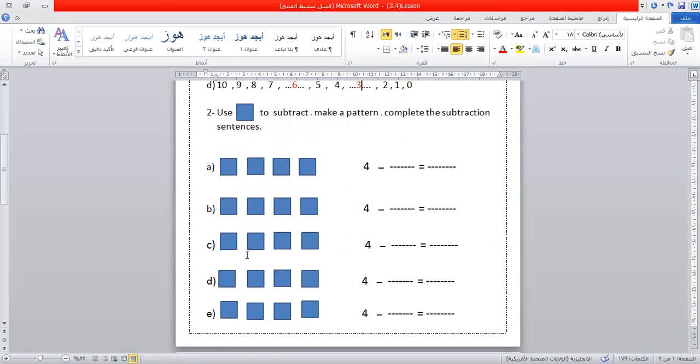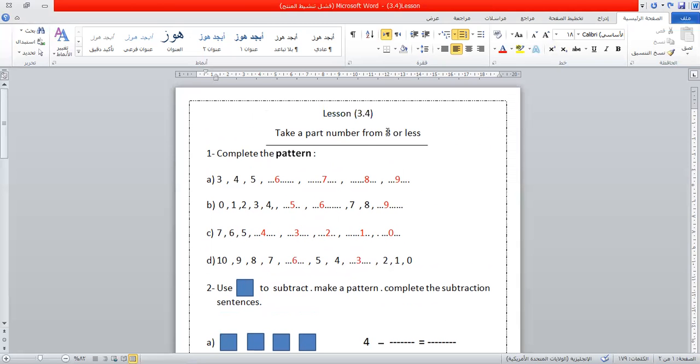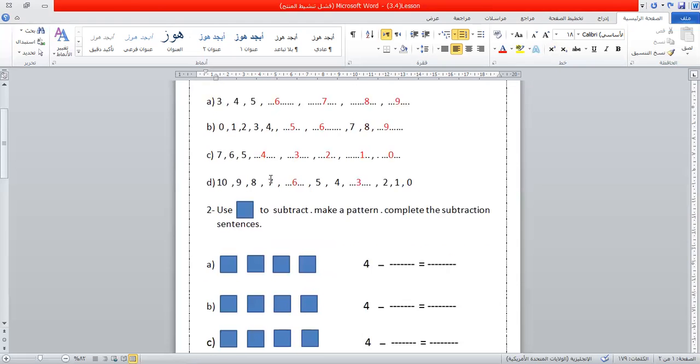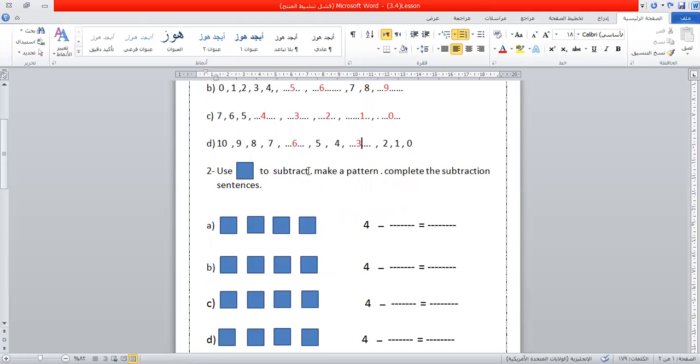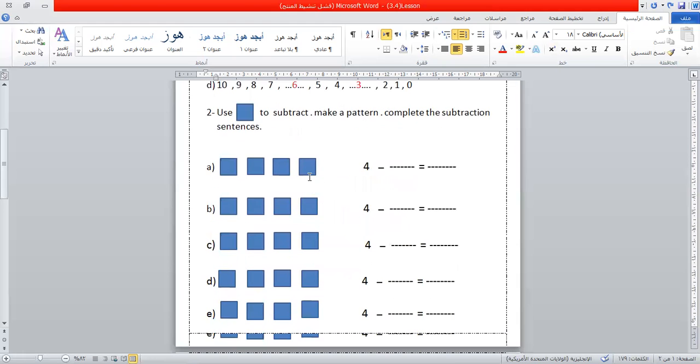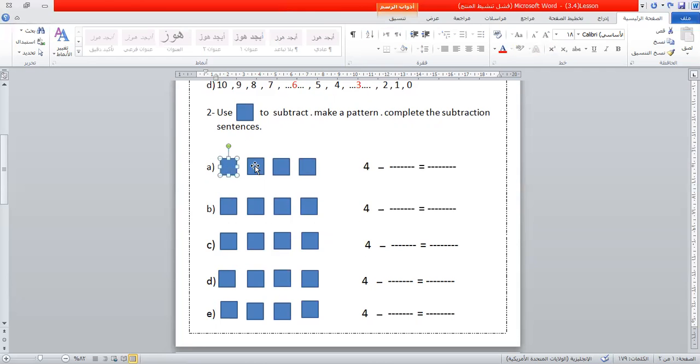Our lesson today will be take a part number from 8 or less. Use the squares to subtract, make a pattern, complete the subtraction sentence. We said in a subtraction sentence we will start from the whole number, the greatest number, which is 4. I have 4 squares: 1, 2, 3, 4.